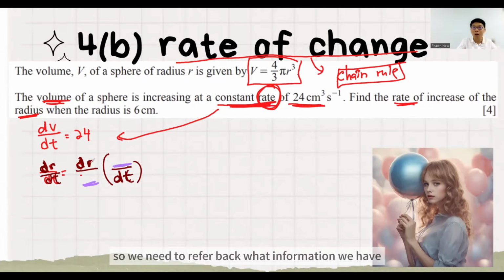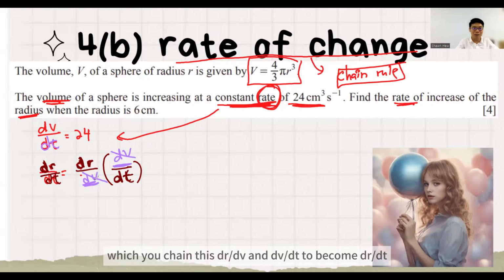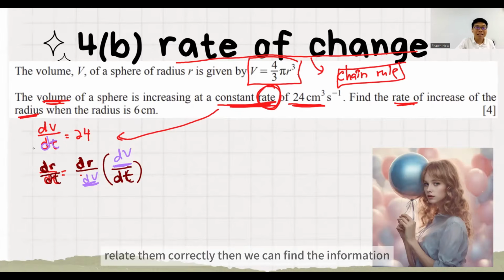What do we need to fit in here and here? So we need to refer back to what information we have. Firstly, we have dt here, and what is above it is dV. So we can confirm here must be dV too. Why? Because dV and dV you can cancel, so what is left is dr/dt. So this is the meaning of chain rule, where you chain dr/dV and dV/dt to become dr/dt.